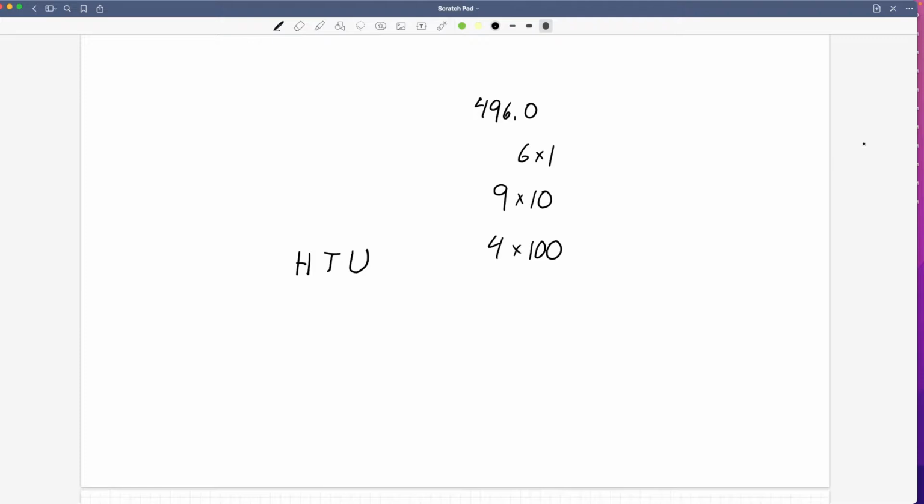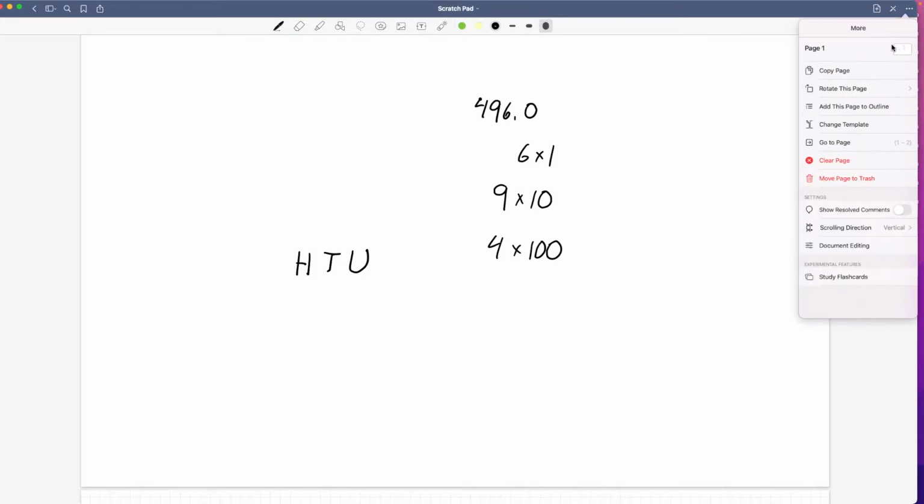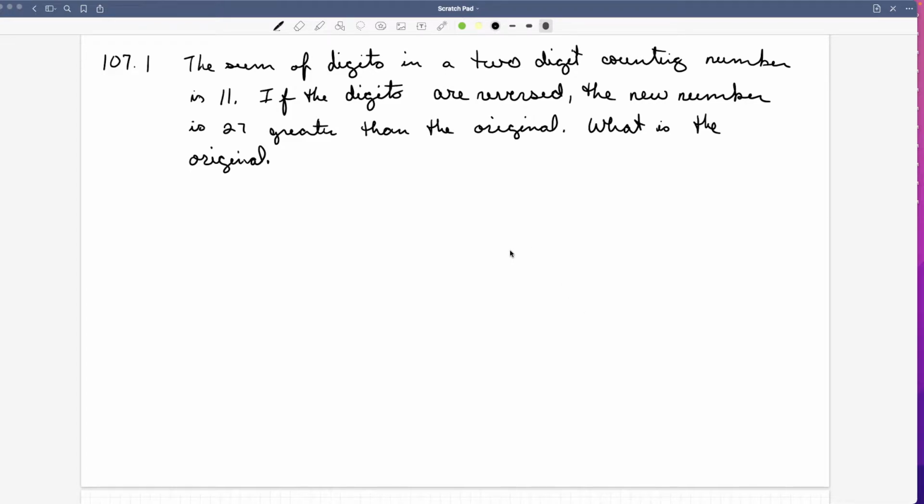So keeping that in mind, let's look at 107.1. Let me put this up here for us. All right, here's the first problem. The sum of digits in a 2-digit counting number. Okay, so 2-digit counting number. Counting number, that's a natural number, so we know it's positive. The sum of the digits in a 2-digit counting number is 11.